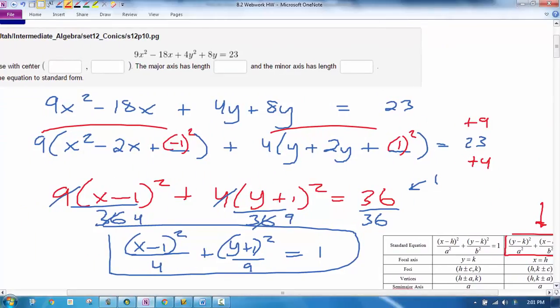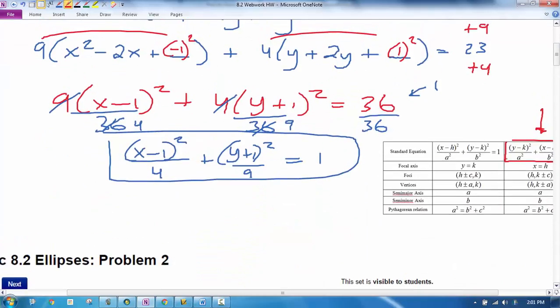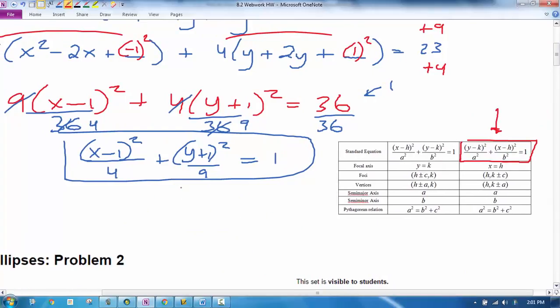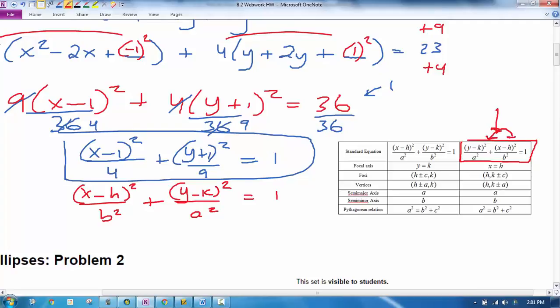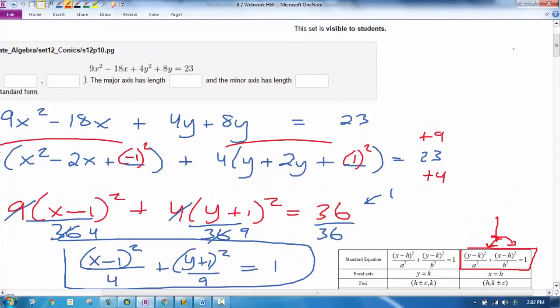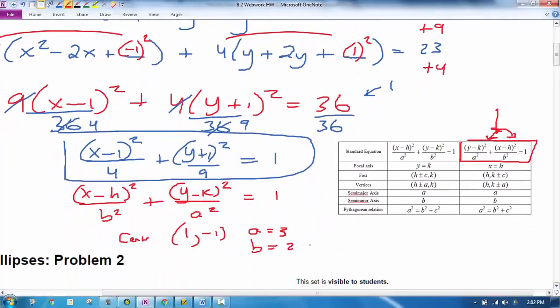They want to know what the center is. So if I write the equation underneath this, I'll write it the way that they have it written here. So I've switched up these two terms in the formula to match up with what I have. So you can see that h is 1 and k is negative 1. So there's my center. And then also you can see that a is 3 and b is 2. So that helps us answer the second question, which is the major axis has length 6 then, and the minor axis has length 4. Because a is half of the major axis, and b is half of the minor axis.